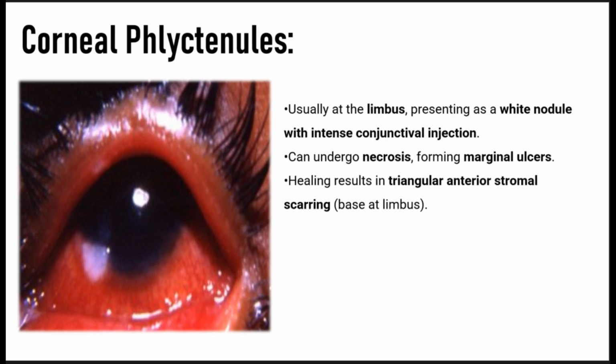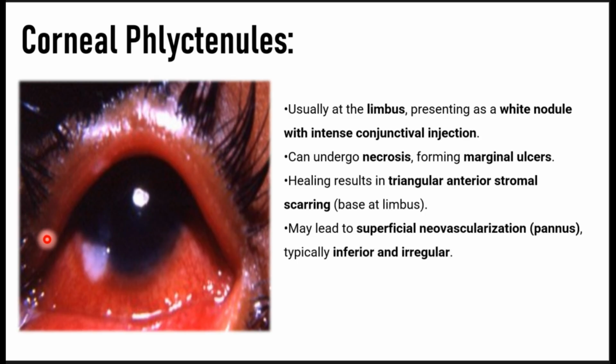Healing results in a triangular anterior stromal scarring. So the base of that scar is going to be present at the limbus. And these will be associated with superficial neovascularization, pannus, and typically it will be present in the inferior region and will be irregular in shape.